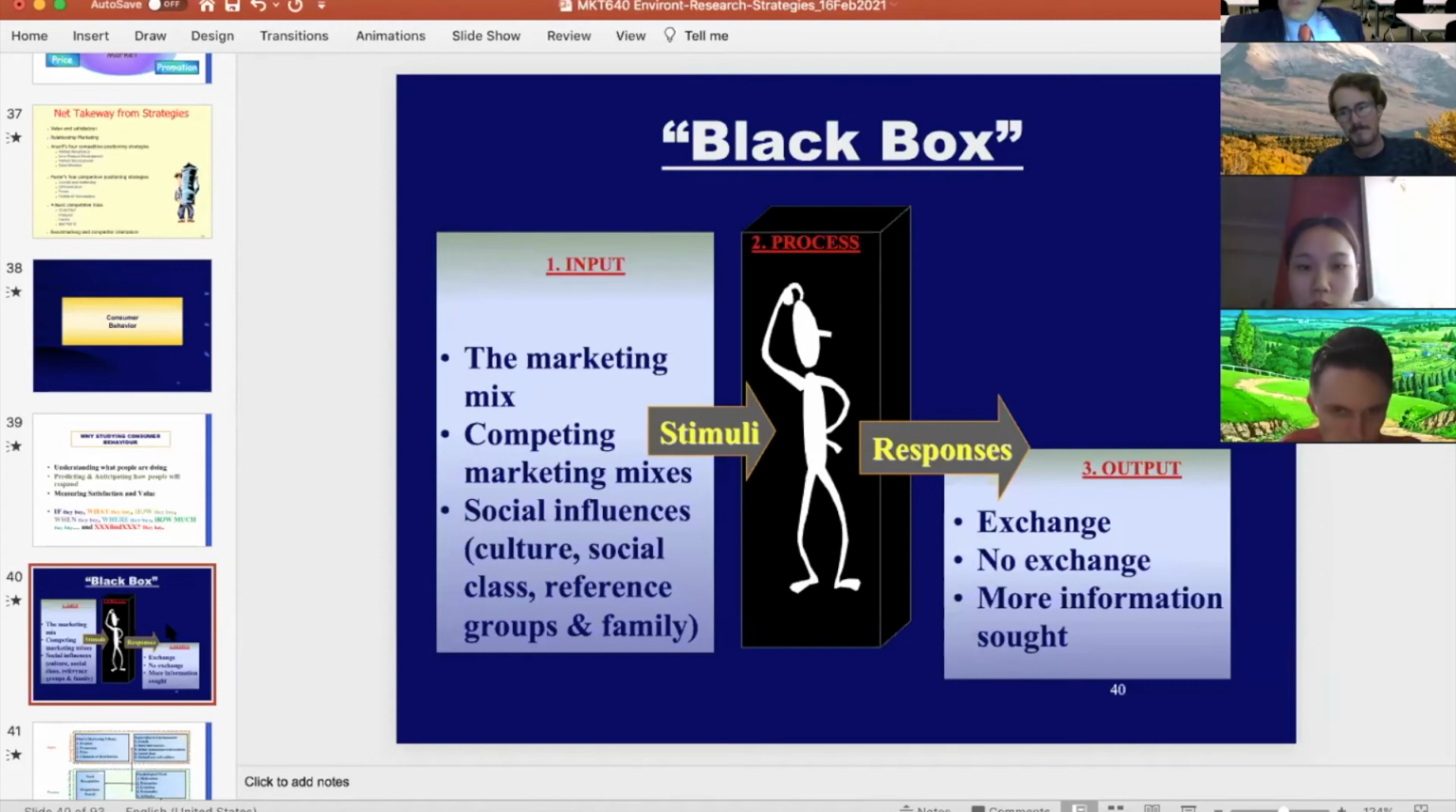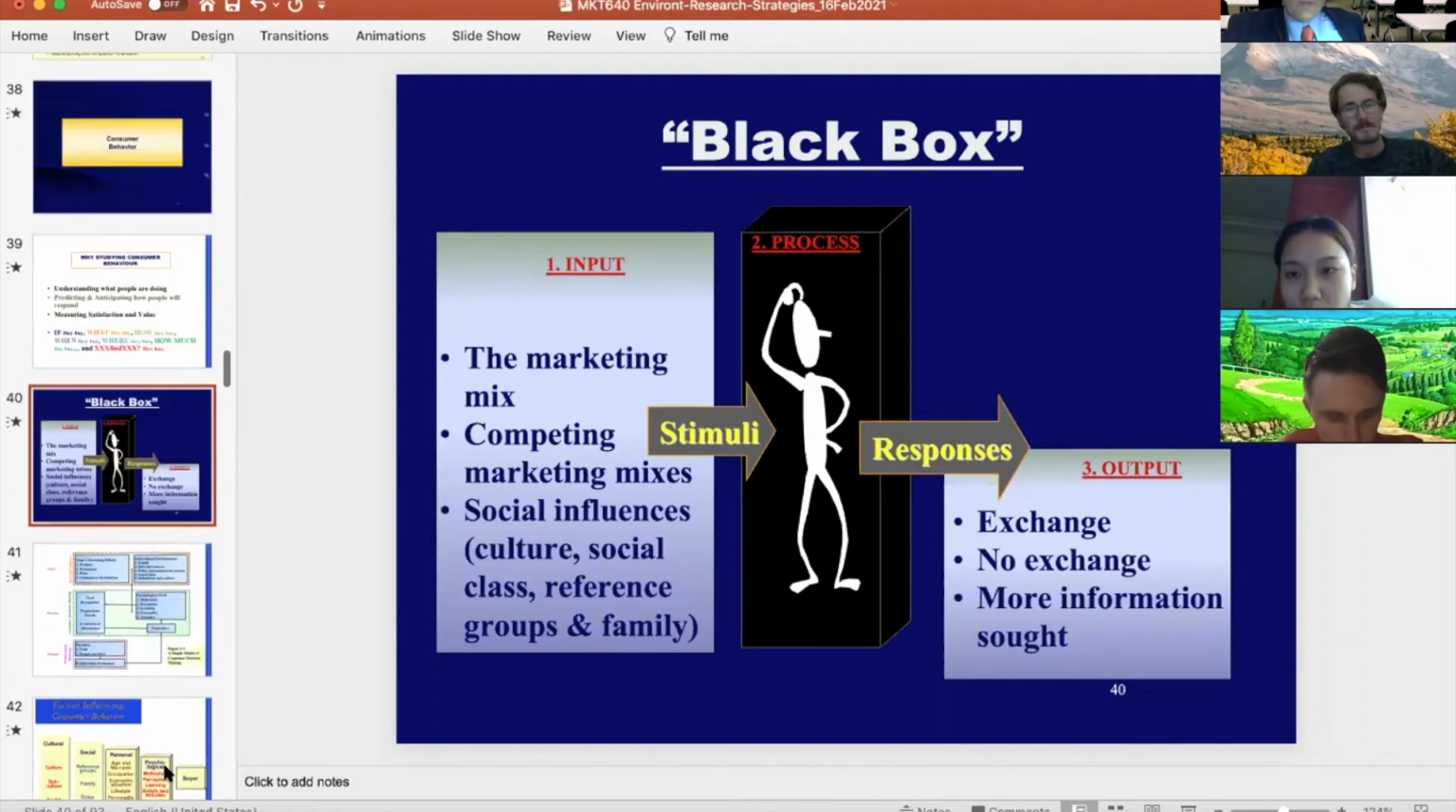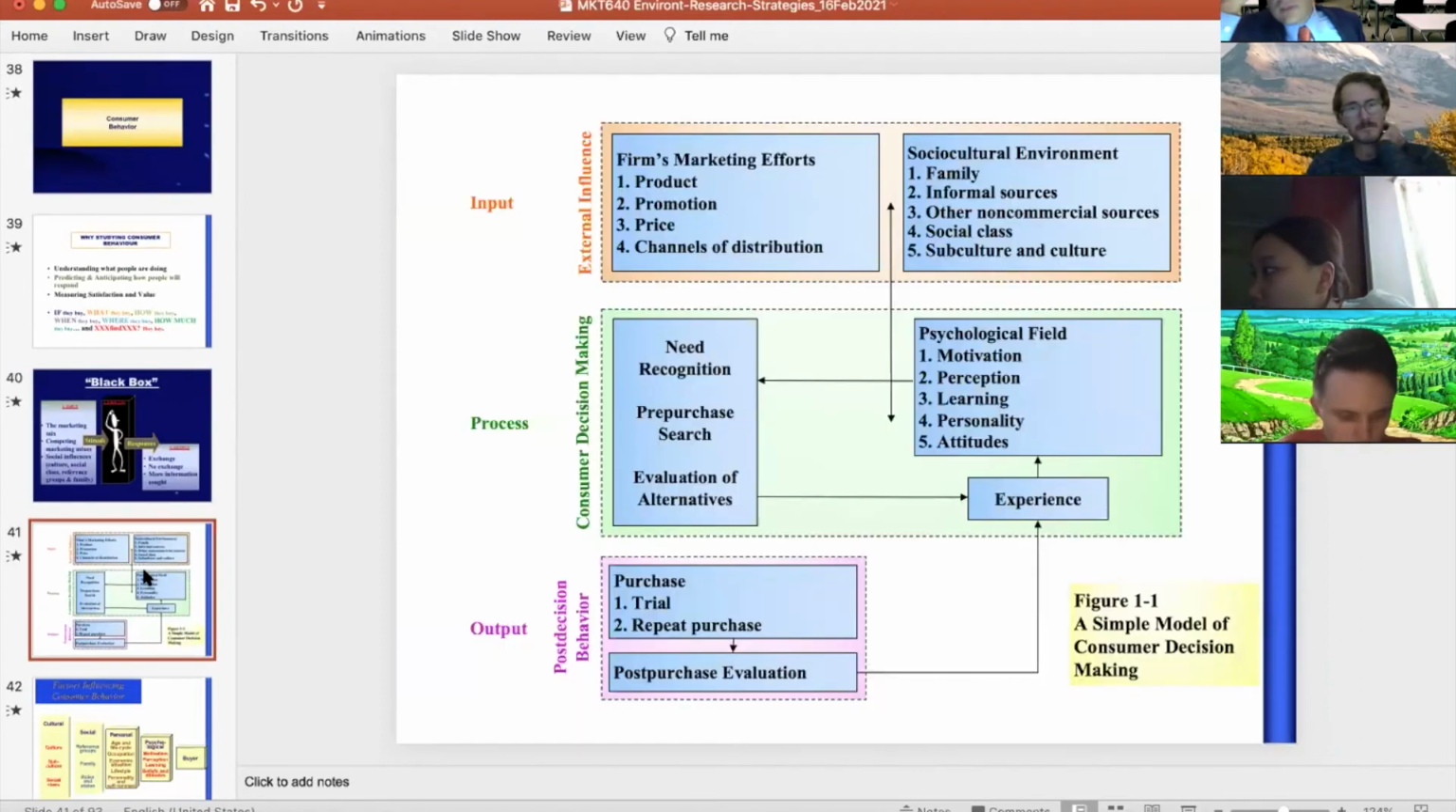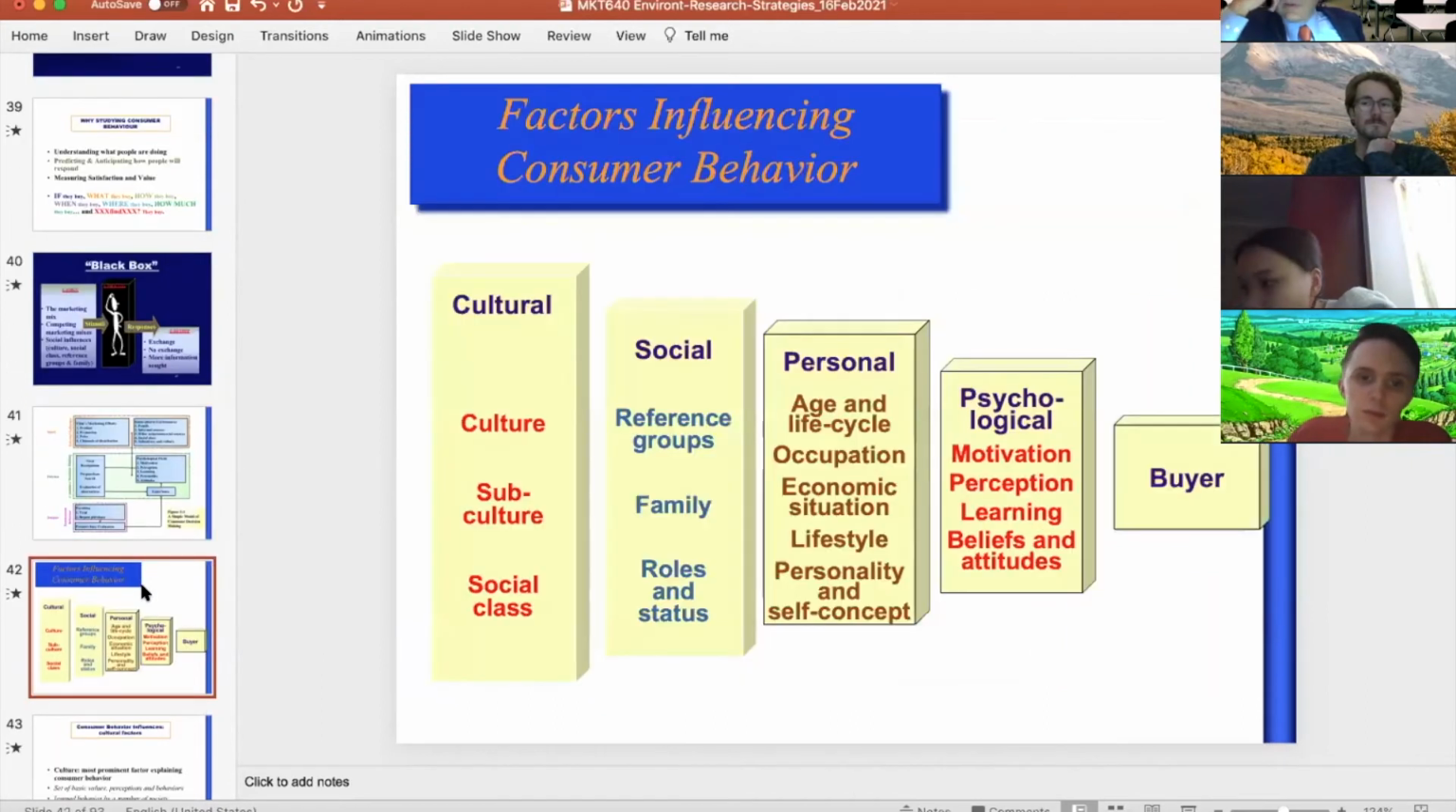We receive information and then we do things. So how does the black box work? Like this. There's input, process, and output. Input is we receive information, process is we think about it, output is we make a response. What are the main characteristics of consumer behavior?